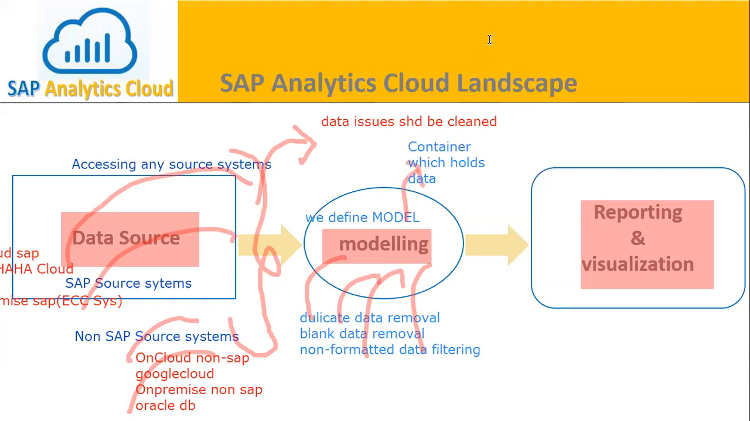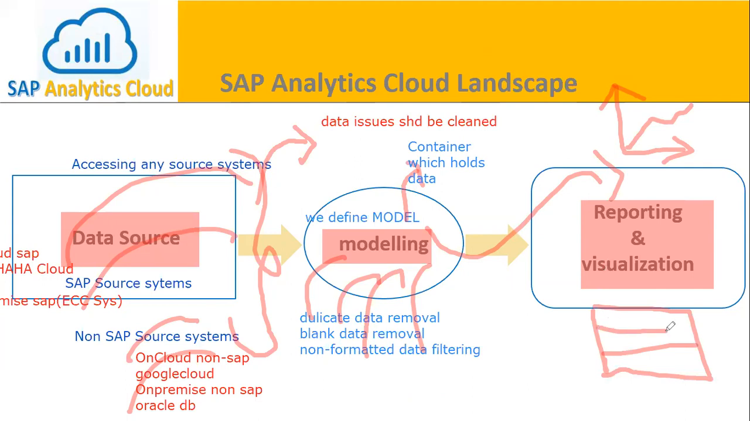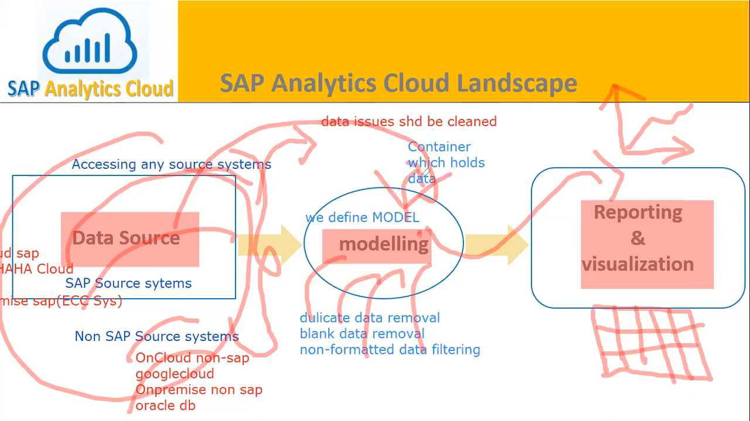Now once data is available in the form of a model, we are ready to go for reporting and visualization. We can present data either in the form of charts and graphs, or in the form of a table, with an Excel-like presentation. So this is what the SAP Analytics Cloud landscape is comprised of: access source data, model source data, and use model content for our presentation.